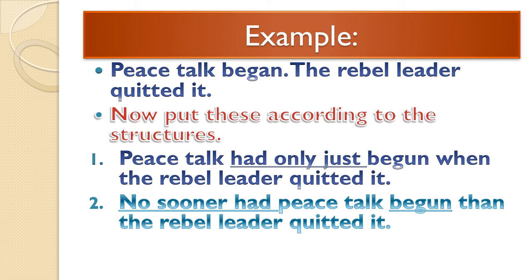For example, we can make two events: peace talk began and the rebel leader quit. So the arrangement, you see, is: the peace talk had only just begun when the rebel leader quit. Similarly, we can use it for 'no sooner' as well.